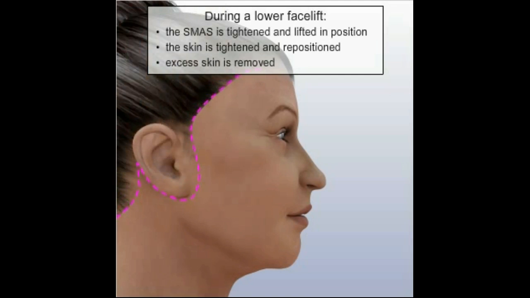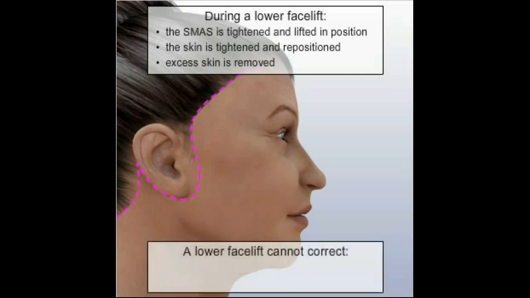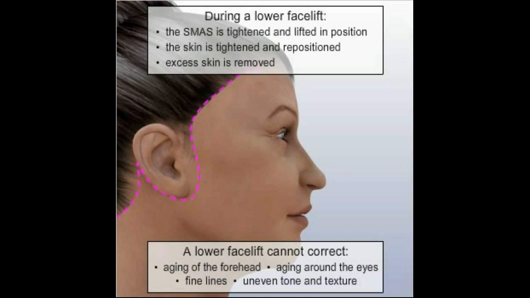It is important to realize that a lower facelift cannot correct signs of aging in the forehead or around your eyes, nor can it address fine lines or uneven skin tone and texture. Your physician will help you determine which procedure is best for you and whether an additional procedure, such as eyelid surgery or skin resurfacing, would produce more global facial rejuvenation.